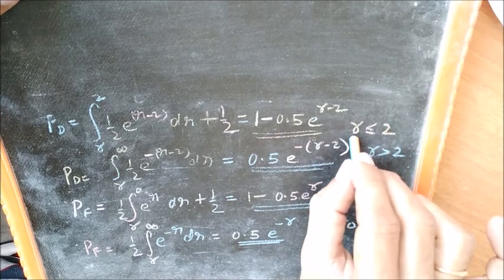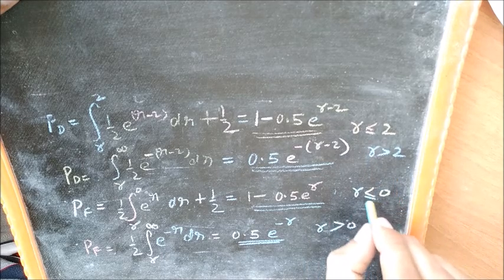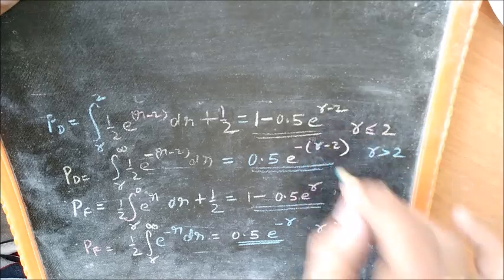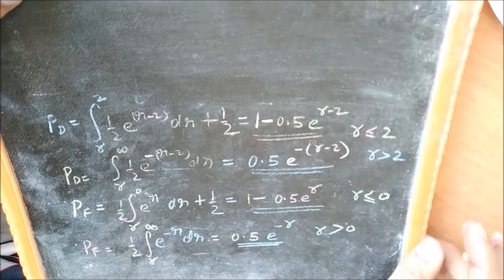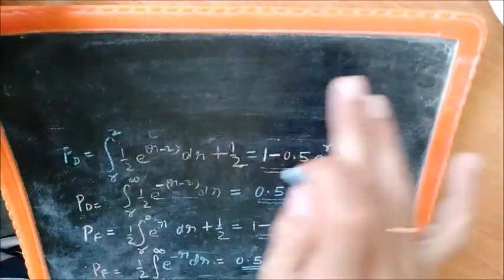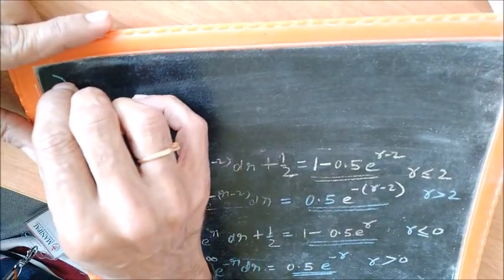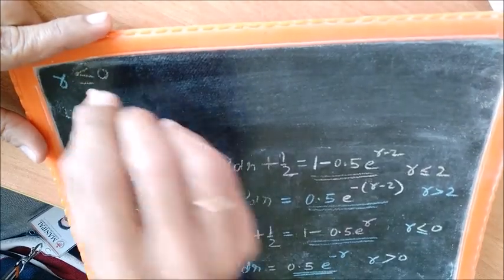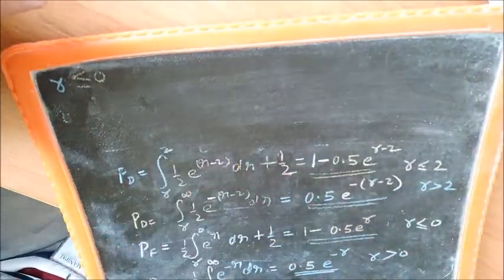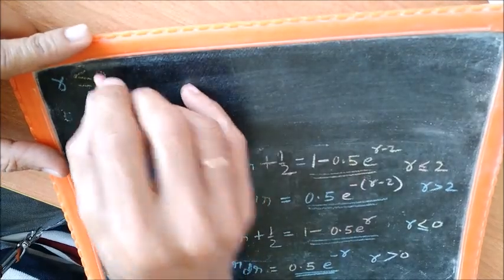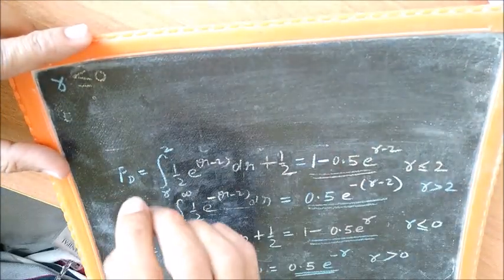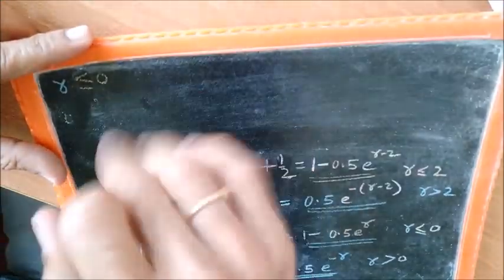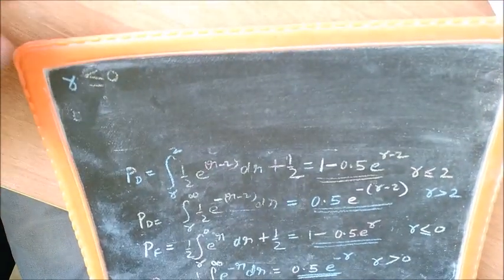Because when gamma is less than or equal to 0, it is definitely less than or equal to 2. So this range, gamma less than or equal to 0, will be the first range of interest to us. So let me write it like this. When gamma is less than or equal to 0, this is one range of gamma that I am interested in. Now I will express PD as a function of PF, and you will understand what I am doing here, and then the subsequent steps will be clearer, hopefully.